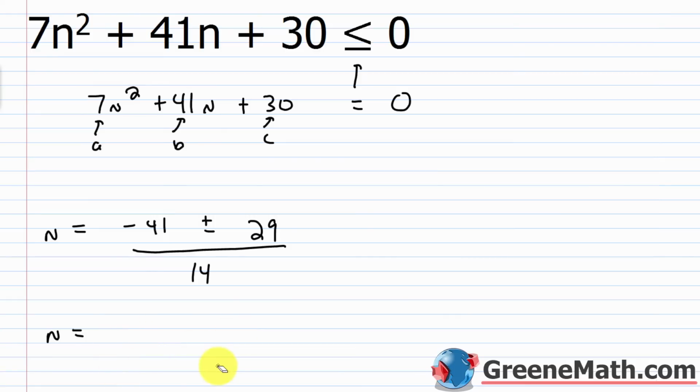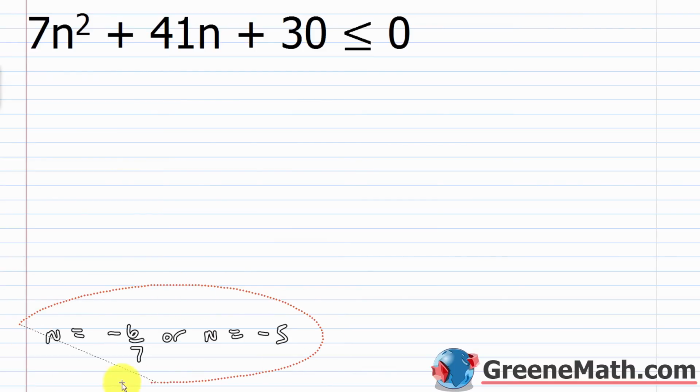So n equals negative 6 sevenths, or n could also be, you have negative 41 minus 29, which is negative 70 over 14. So negative 70 over 14. And if I divide negative 70 by 14, I get negative 5. So I have n equals negative 6 sevenths, or n equals negative 5. So once I have these two solutions, what do I do with them? Well, let me erase all this, and we're going to take this down to the number line.